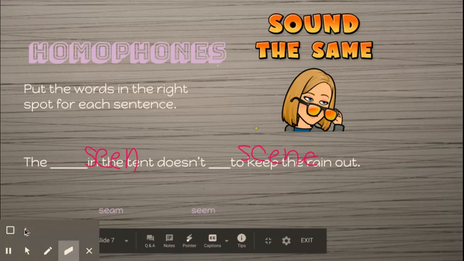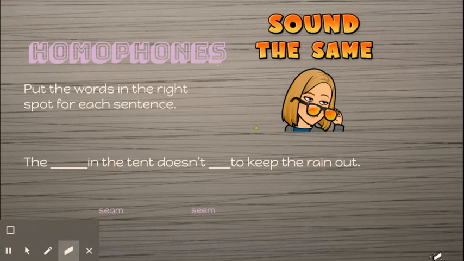All right, looking at the next one. The seam in the tent doesn't seem to keep the rain out. So which seam will go in the first part? So this seam, S-E-A-M, is talking about where you stitch two pieces of fabric together. So when you think about your clothes where they meet, maybe at your shoulders, you have a seam in the shoulders, and it says the seam, so the stitching in the tent, doesn't seem to keep the rain out.